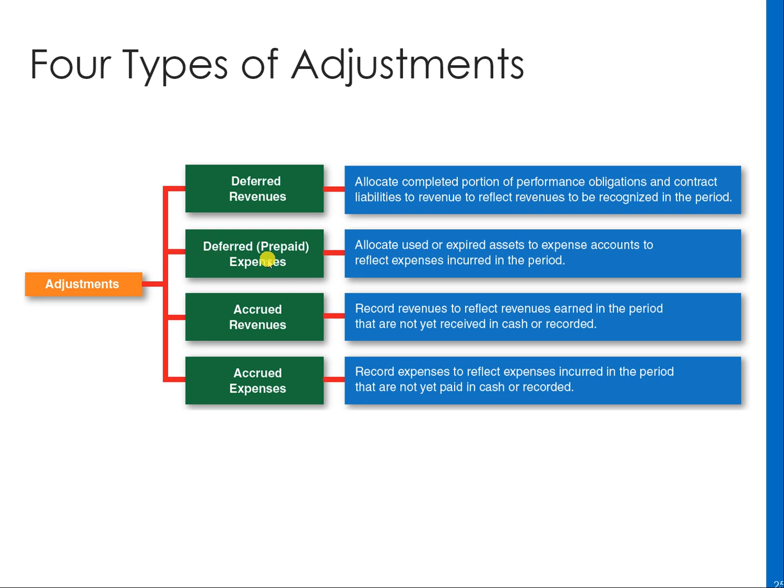Next is deferred expense, right? It's also called prepaid expenses. We talked about that: in the previous period we prepaid rent, and now this period we're going to recognize the expense. The next two are accrued revenues and accrued expenses. We're going to review all non-cash transactions to see if we need to recognize revenues or expenses, regardless of whether we have paid or not. So there are 4 types of adjustment in total. Let's take a look at examples to see how we're going to make those adjustments.